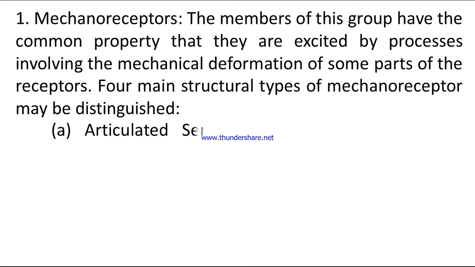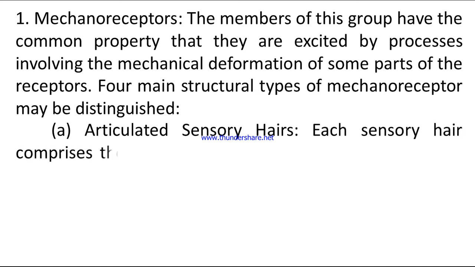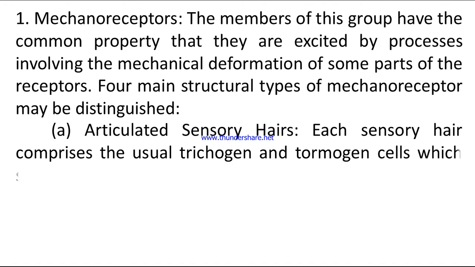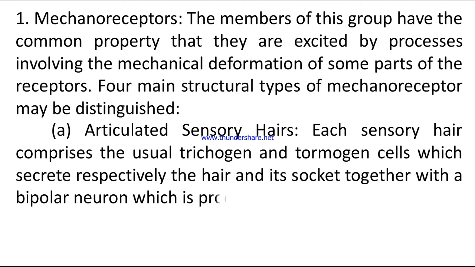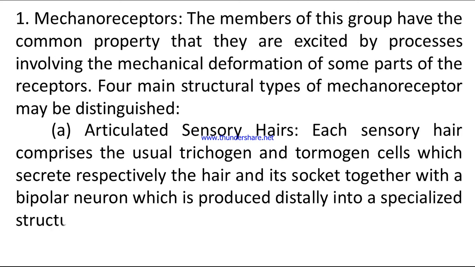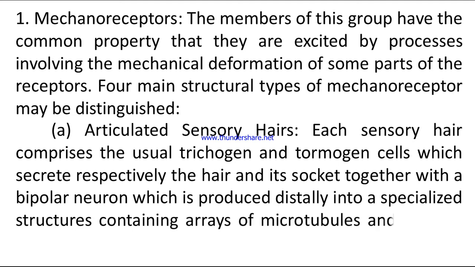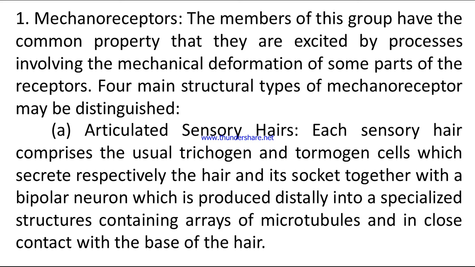Number A, articulated sensory hairs. Each sensory hair comprises the usual trichogen and tormogen cells, which secrete respectively the hair and its socket, together with a bipolar neuron, which is produced distally into specialized structures containing arrays of microtubules and in close contact with the base of the hair.